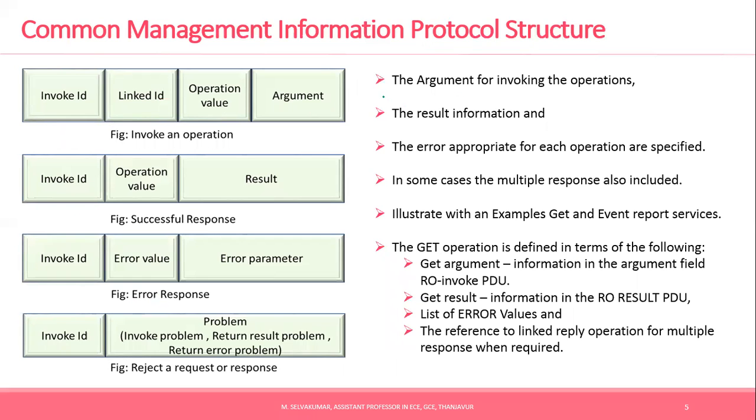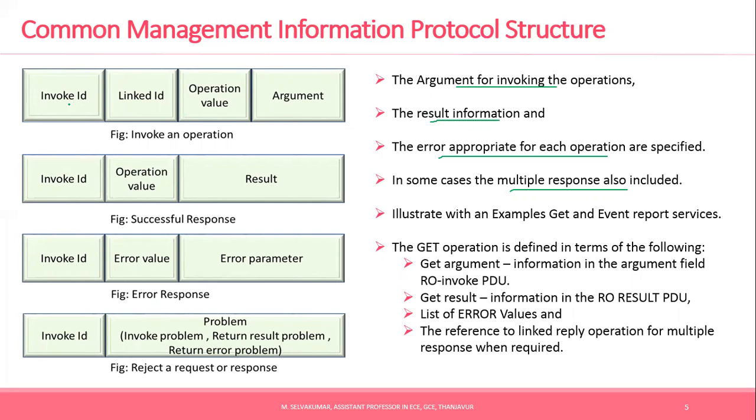For example, the argument for invoking the operation, the result information, and the error appropriate for each operation are specified. In some cases, multiple responses are also included. So see this figure: invoking an operation, a successful response, an error response, and a response where a request is rejected due to some errors.